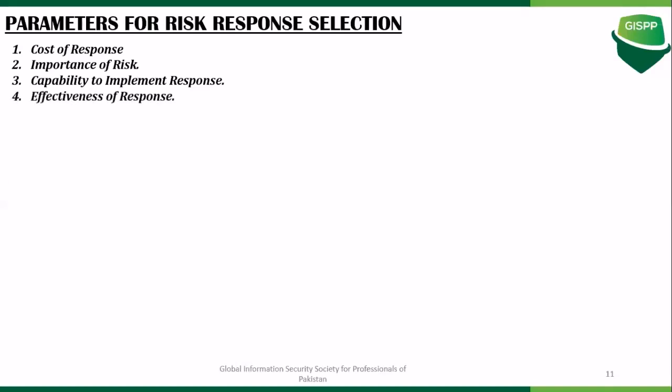The fourth thing is the effectiveness of response. Effectiveness of response is the extent to which your risk response will reduce either the frequency or the impact of the risk. And the last is the efficiency of the response. It is the assumed or projected benefits that are promised by the particular risk response.